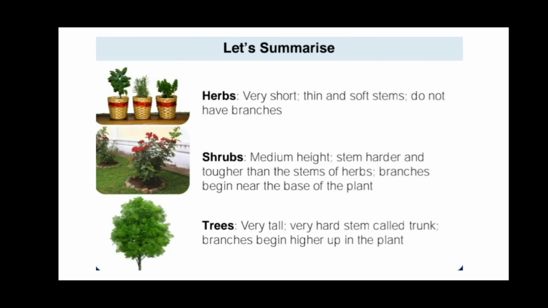So, what is the summary of today's study? Herbs, shrubs and the trees. Herbs are very short, with a thin and soft stem and do not have any branches. Shrubs have a medium height, the stem is quite harder and their branches begin near the base of the plant. Lastly, the trees are very tall, they have a very hard stem known as the trunk and their branches begin higher, at the top.